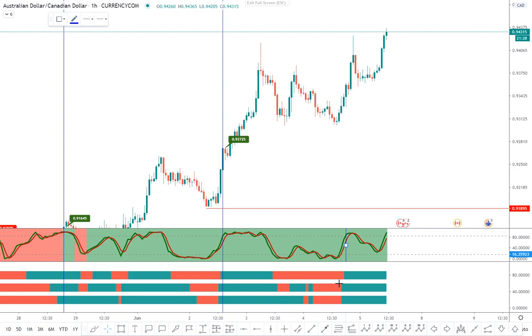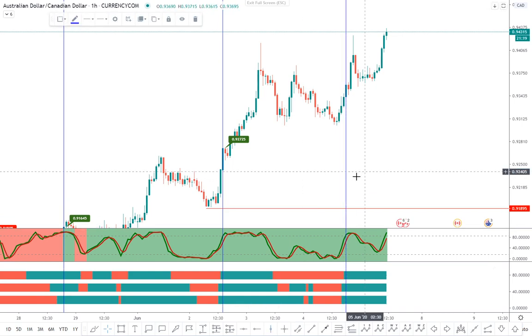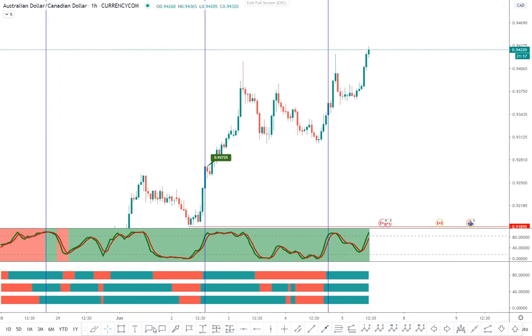and these indicators never repaint, friends, guys. So we take a long over here, assuming this is a valid buy signal.